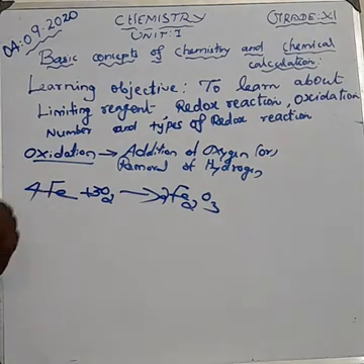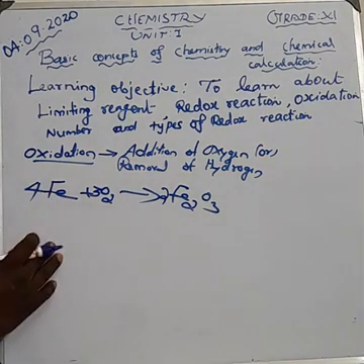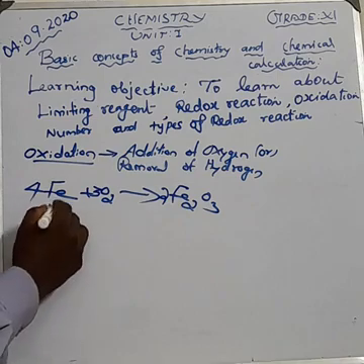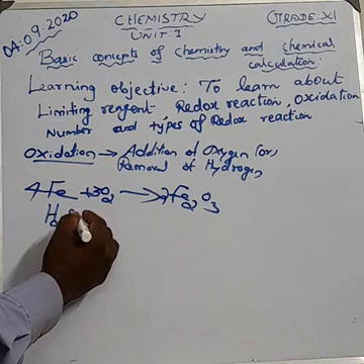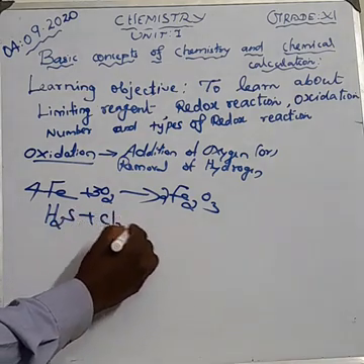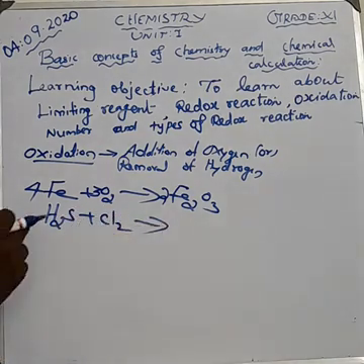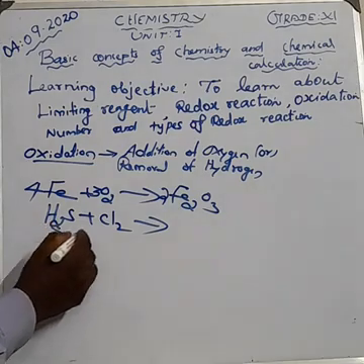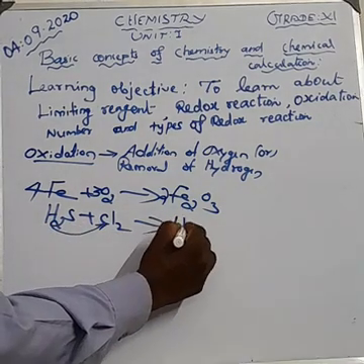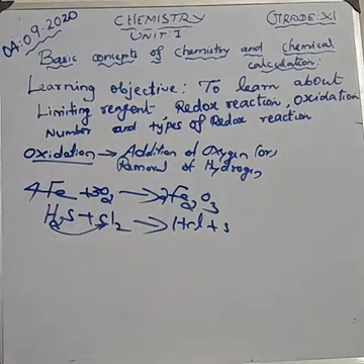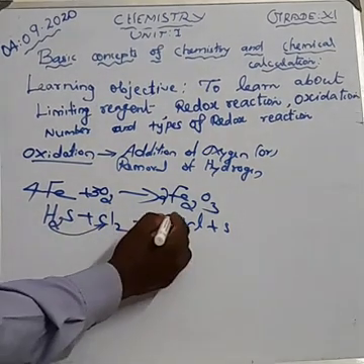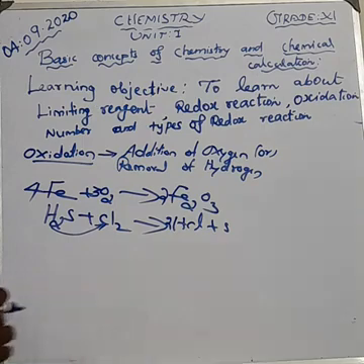Second one, hydrogen sulfide. What is the formula for hydrogen sulfide? H2S. Okay, hydrogen sulfide reacts with chlorine. So what is the product? This hydrogen combines with chlorine to form HCl plus sulfur. Want to balance the equation? Make it 2 here. Okay, now the equation is balanced.